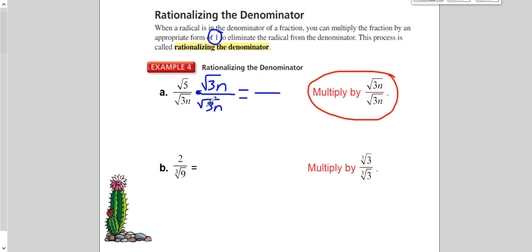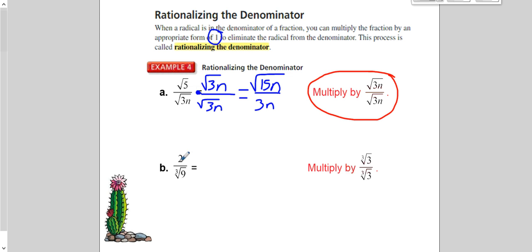So now we have a pair of 3's, the 3 pops out. We have a pair of n's, the n pops out. And here, both of these are inside the radical, so we will go ahead and multiply them together and put it inside the radical. There's our answer.